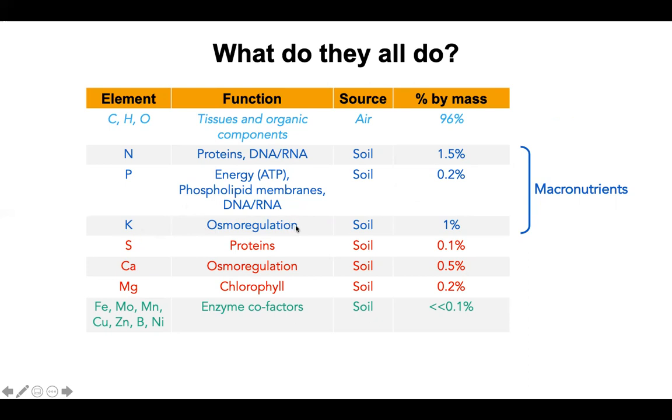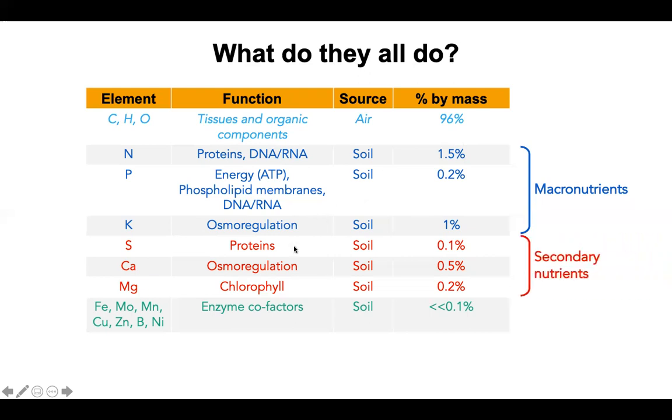Potassium is useful in what we call osmoregulation. That's the regulation of water movement, osmotic potential. Plants move potassium around to create a gradient for water to move into. Again, notice that these are all coming from soil for our macronutrients.